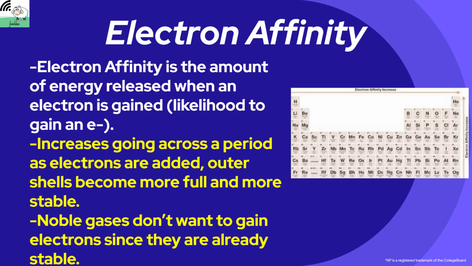And again, electron affinity refers to the amount of energy released when an electron is gained. It simply refers to the likelihood of gaining an electron. This increase is growing across a period. As electrons are added, outer shells become more full and more stable. Noble gases tend to not want to gain electrons since they are already stable as well.